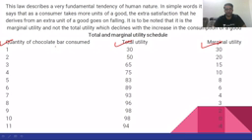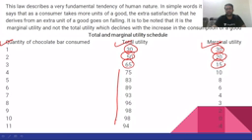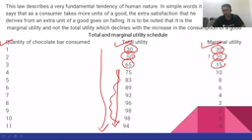So the first chocolate bar gives you a total utility of 30, so marginal utility is 30. When you take the second bar, the marginal utility is 20. So what is the total utility? The total utility is 50. The third bar takes the total utility to 65, so the marginal utility becomes 15. So you see, as the total utility keeps increasing, the marginal utility keeps decreasing.